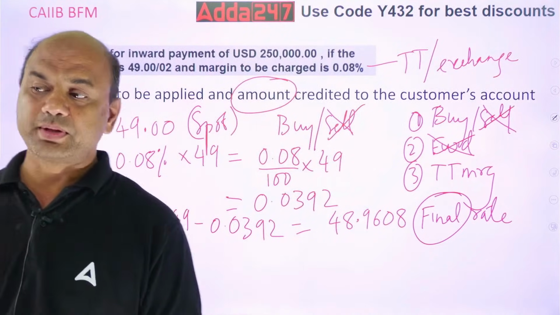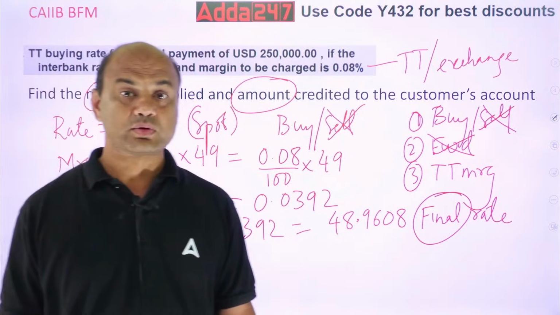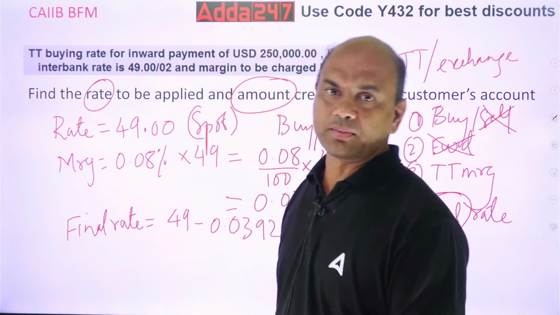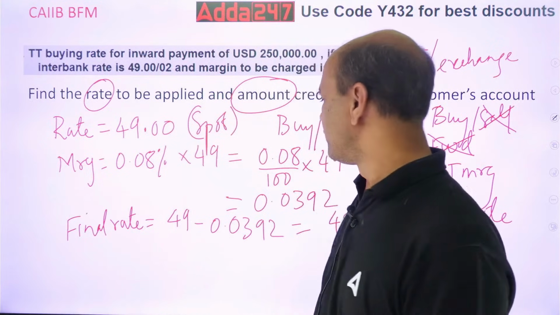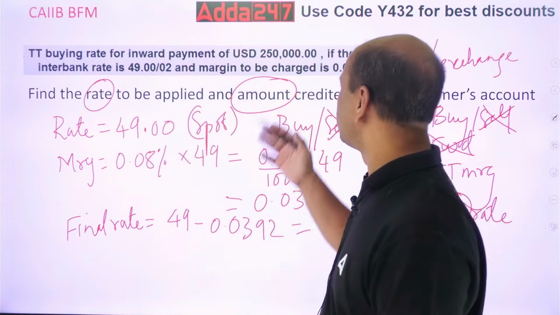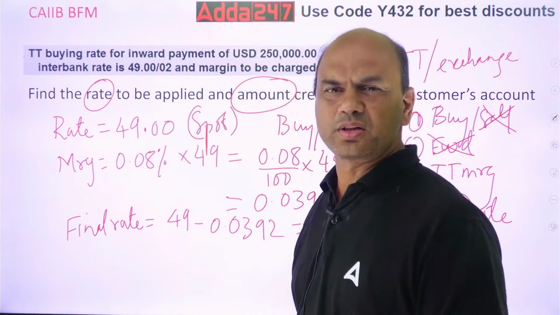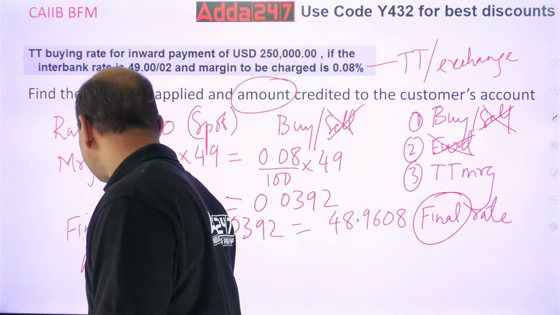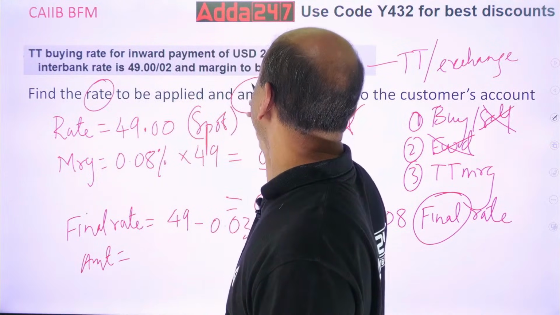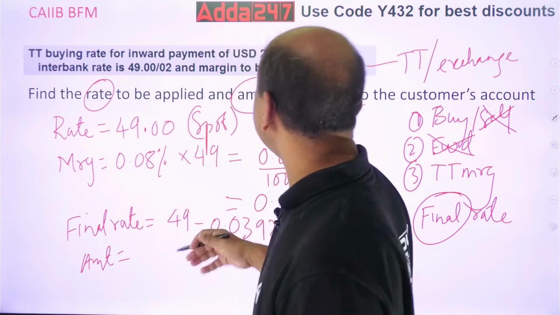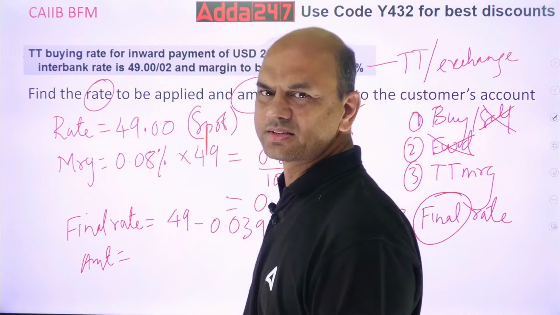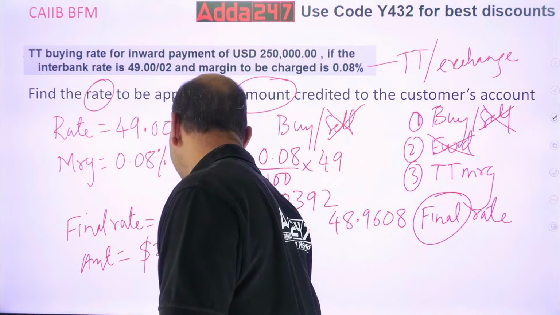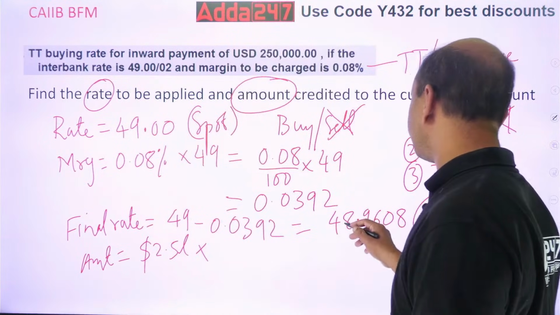But you have been asked two questions now. Which are the two questions? Second question is amount. What is the amount? Amount is simple now. For calculating the amount, just multiply the rate with the dollars, 2,50,000. So amount equals dollar 2,50,000, 2.5 lakhs, into, what is the rate? 48.9608.